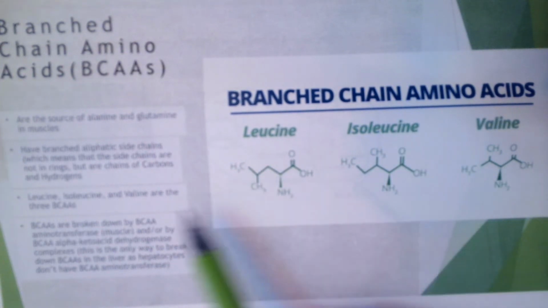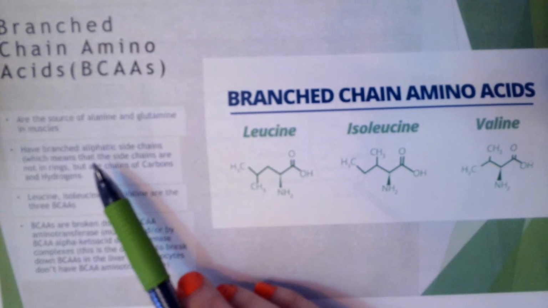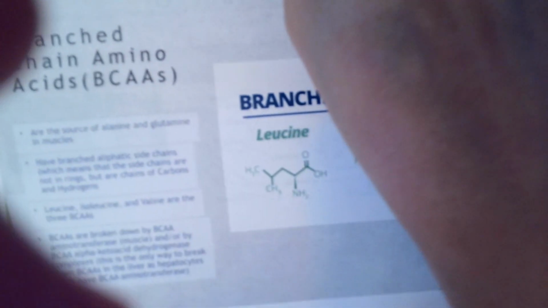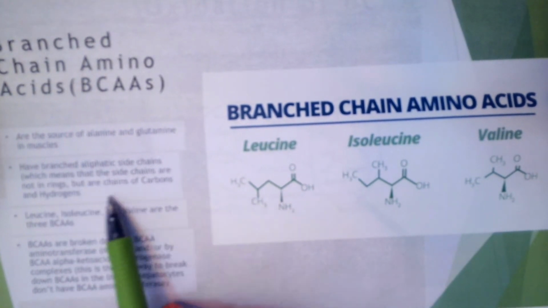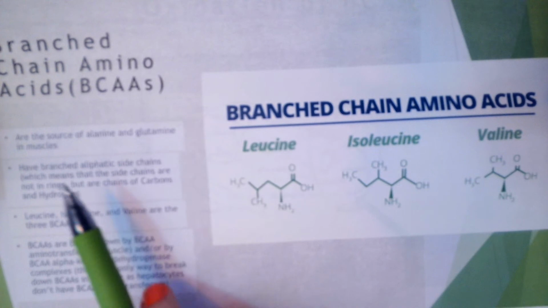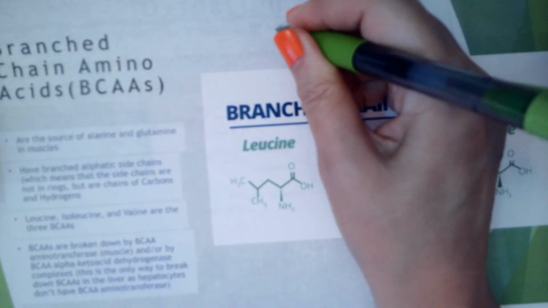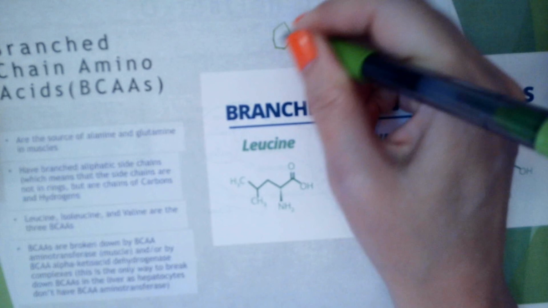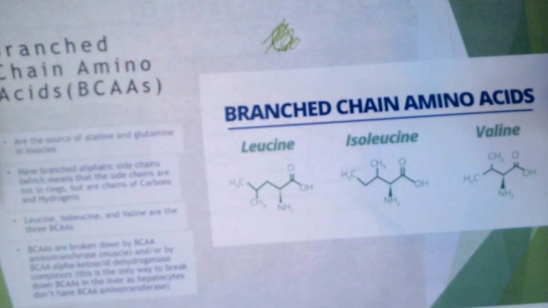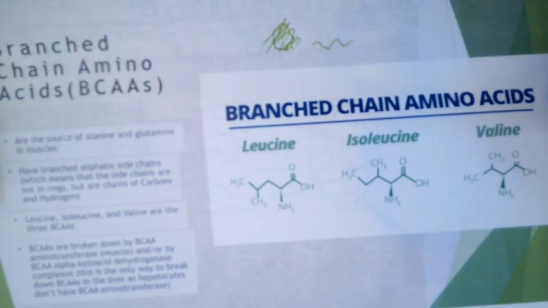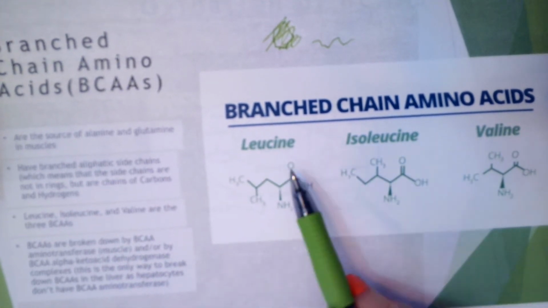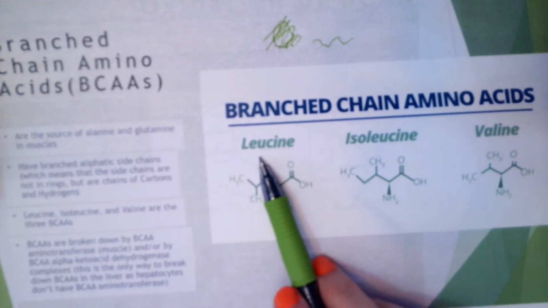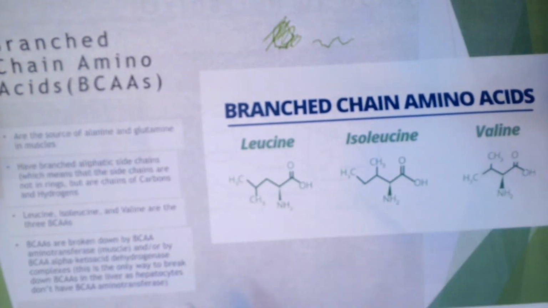Now what a branched chain amino acid is, you can read that, it's a little fuzzy. I know it just doesn't zoom very well. But what this says is that they have branched aliphatic side chains. Aliphatic means as opposed to aromatic, which has the ring structures. These don't have that. Their side chains are just chains of different structures with carbons and hydrogens on them. The 3 branched chain amino acids are leucine, isoleucine, and valine.